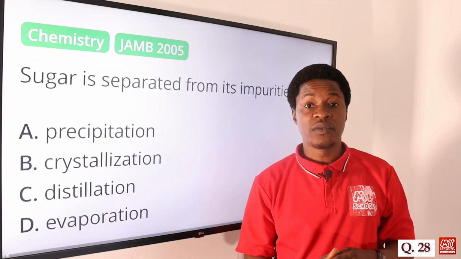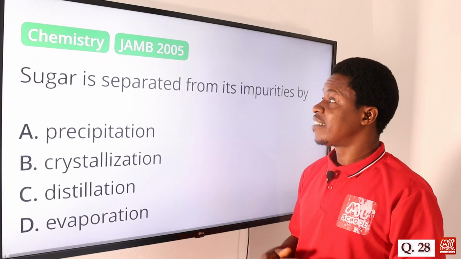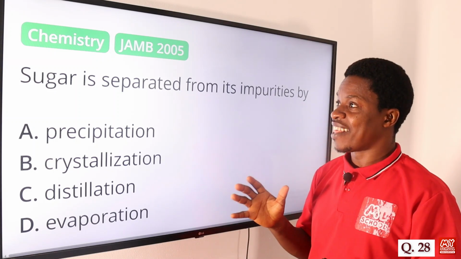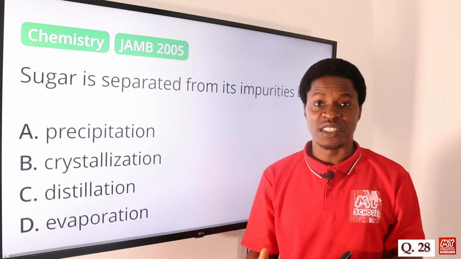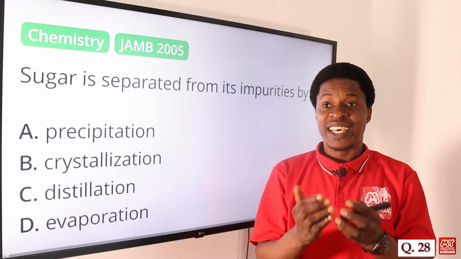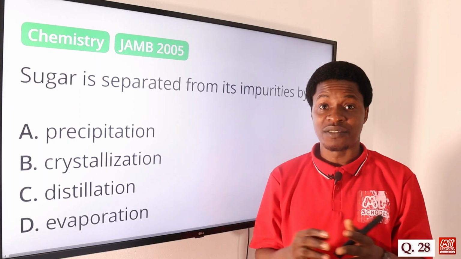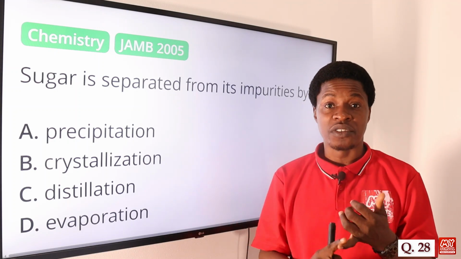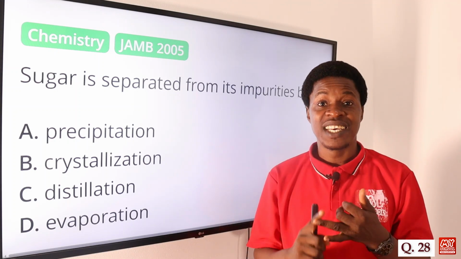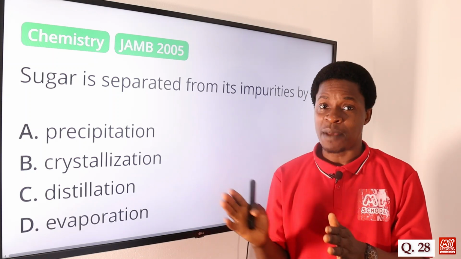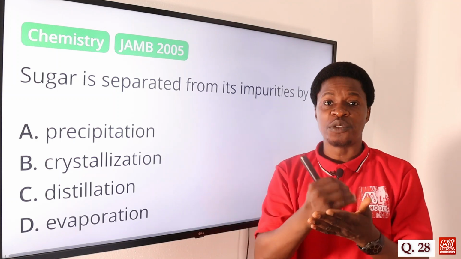Now on to question number 28. Sugar is separated from its impurities by what? Don't forget that sugar could be gotten in a mixture, like we have it in sugar cane. We have several kinds of sugar, actually carbohydrates, whether they are monosaccharides, disaccharides, polysaccharides, or oligosaccharides, whatever the type. Sugar usually, how do you separate it?